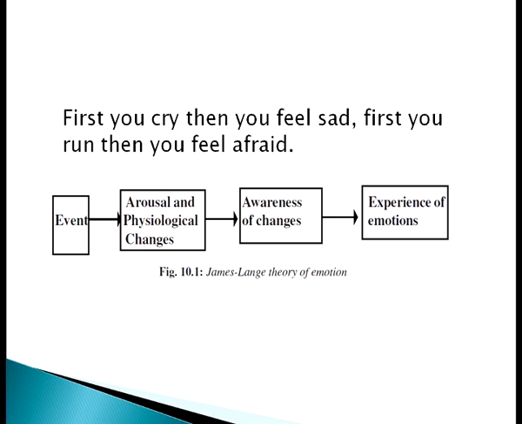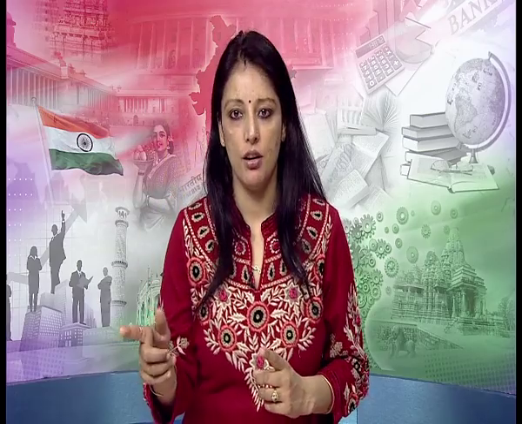It is very much clear from this diagram that first of all there has to be an event, on the occurrence of that event, we have certain physiological changes. Once we are aware of those changes, then we feel a kind of emotion. For example, I see a bear, which is an event, then my heart races and I start shaking. So, when I realize that my heart is racing and my body is shaking, then I feel fear, or I am afraid. That is an emotion.